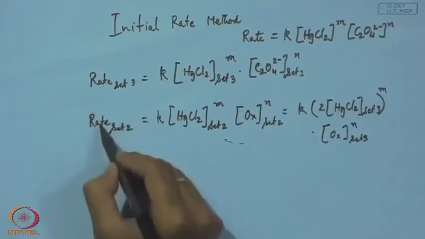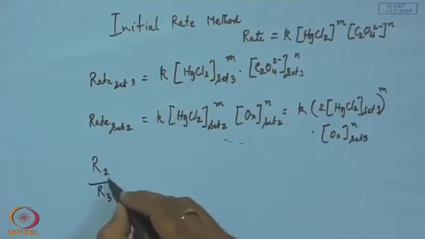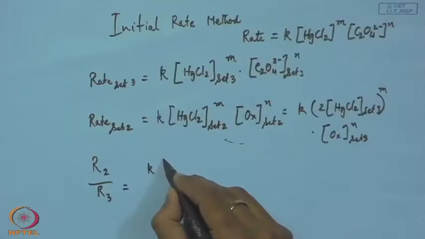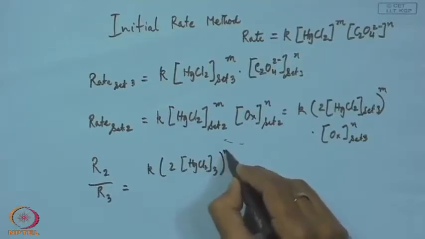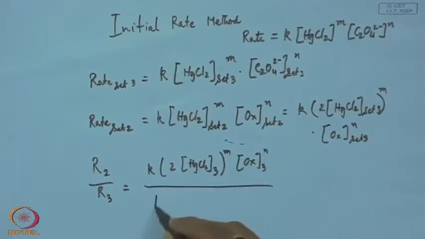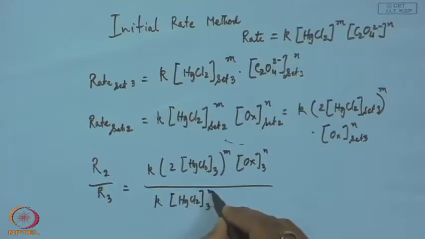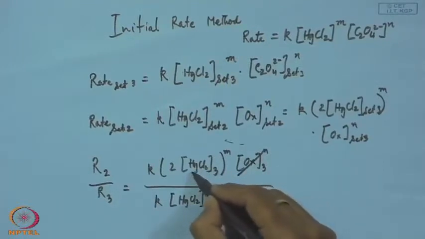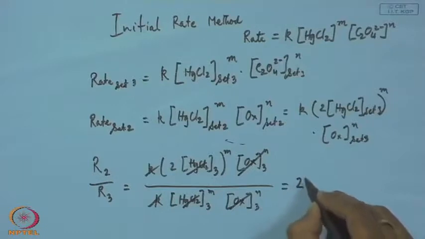Now we divide set 2 by set 3. So R2 by R3, that means the rate for set 2 over the rate for set 3, is equal to K times 2 [HgCl2]3 to the power m, then oxalate 3 to the power n, divided by the same K, then [HgCl2]3 to the power m and oxalate 3 to the power n. These will cancel, again these will cancel, K will cancel. So this will give you 2 to the power m.